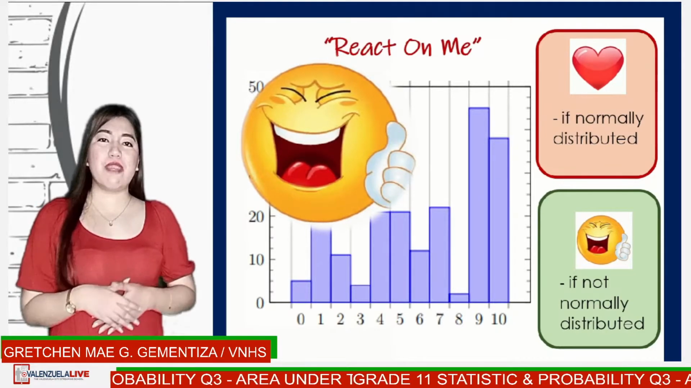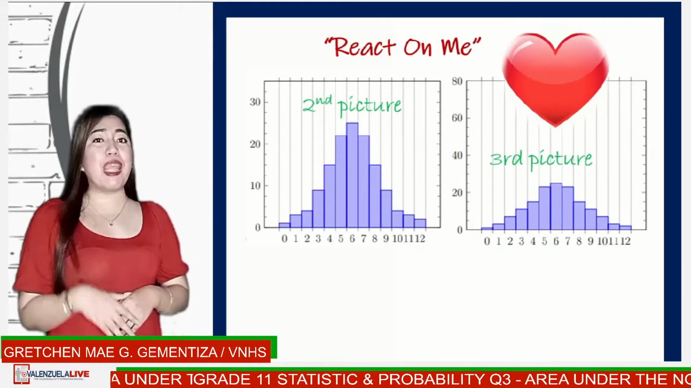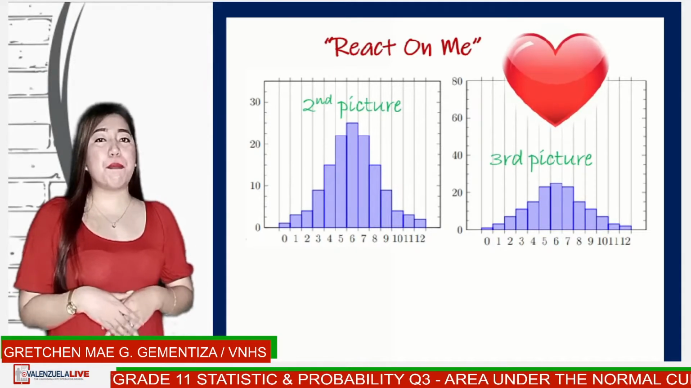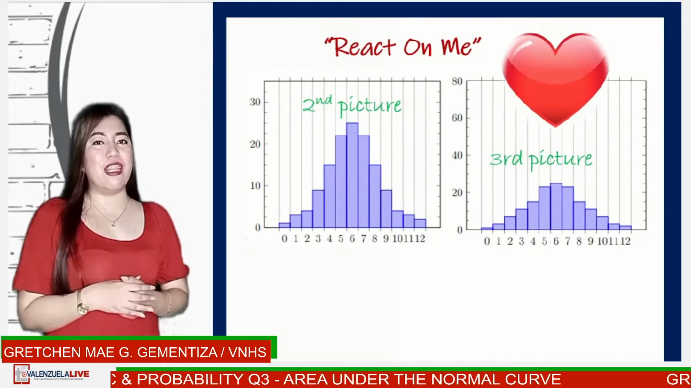From this activity, we observe that the second and third pictures are both normally distributed even though they have different mean and standard deviation.